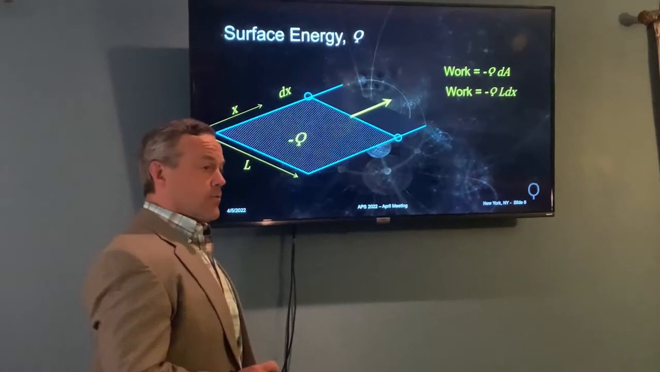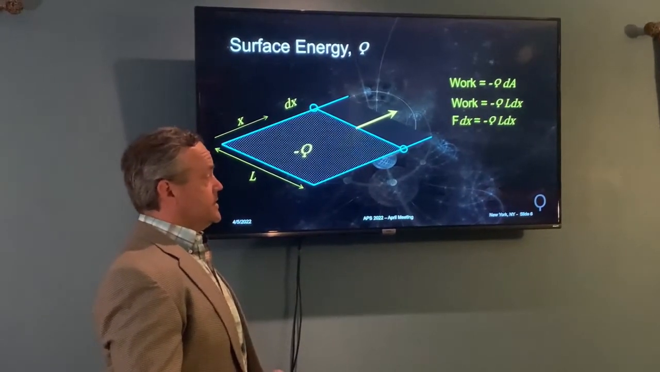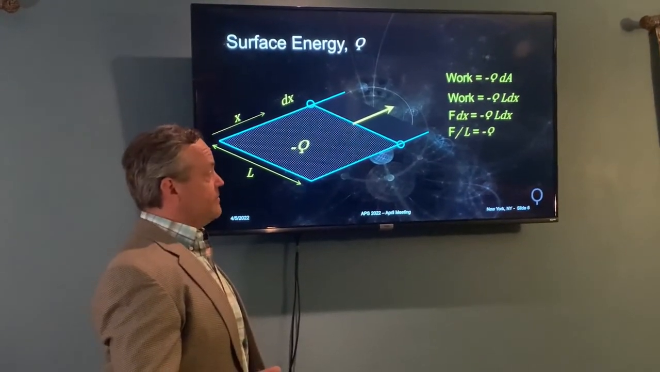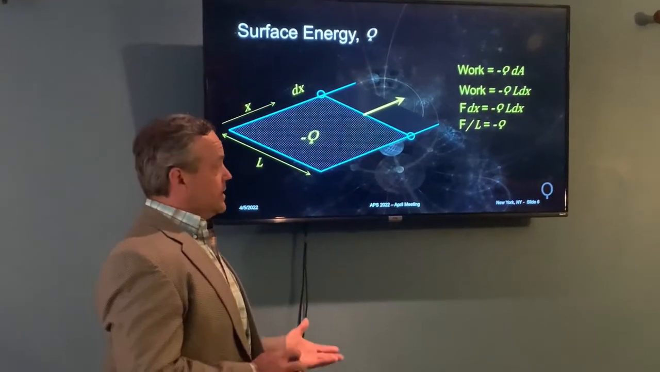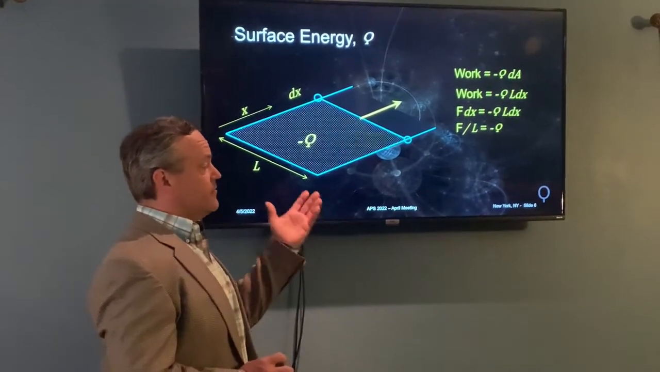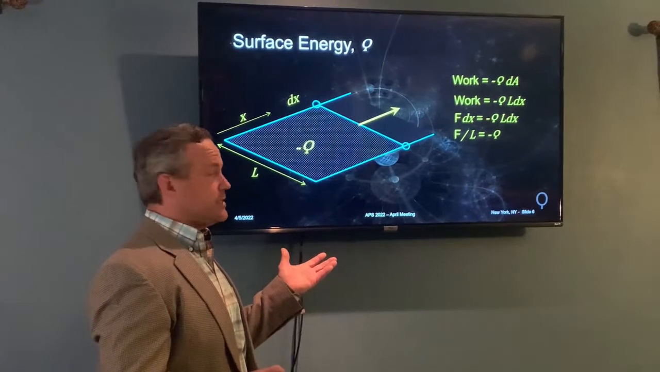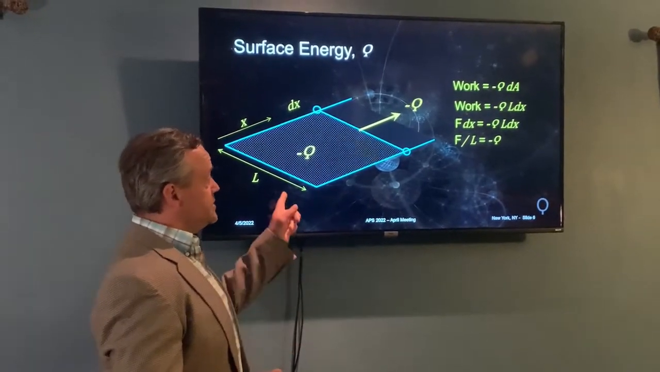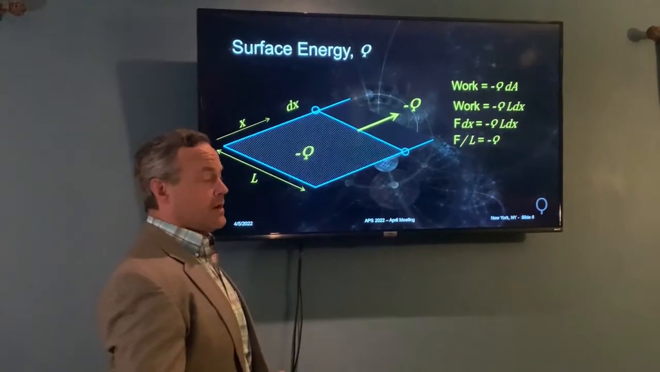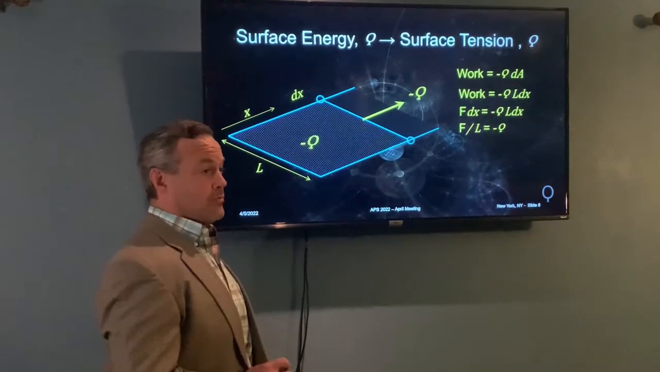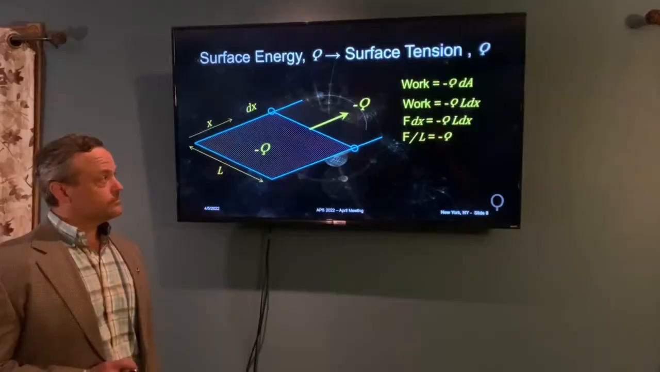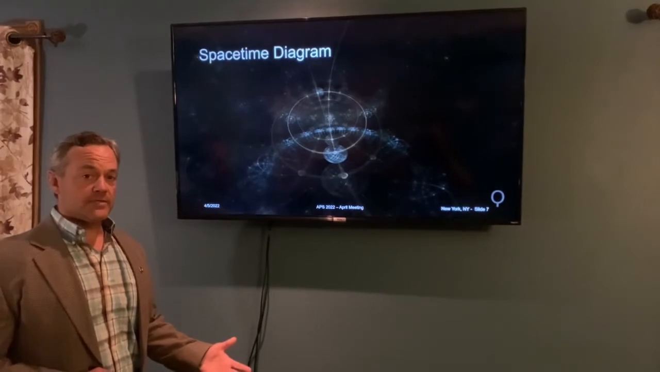Well, we also know that work is force times length. dx drops out of both sides and you get force over length is the surface energy density. Force over length has units of surface tension. So we see that surface energy density and surface tension are mechanically equivalent. This is known by all physical chemists. So why do I think space-time has surface tension?